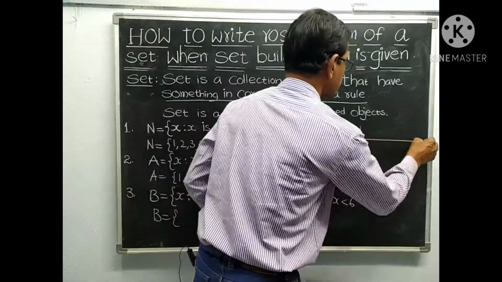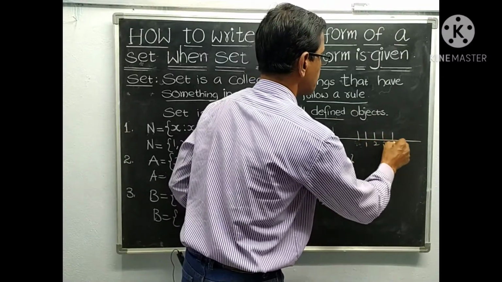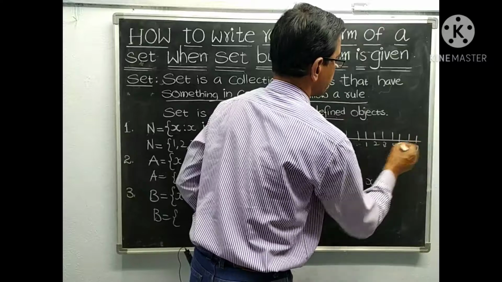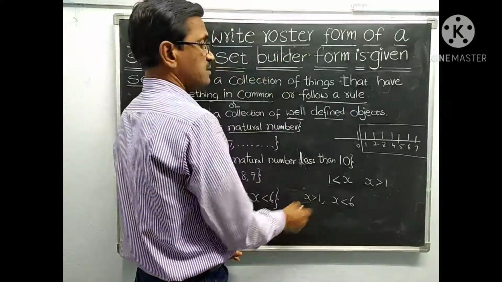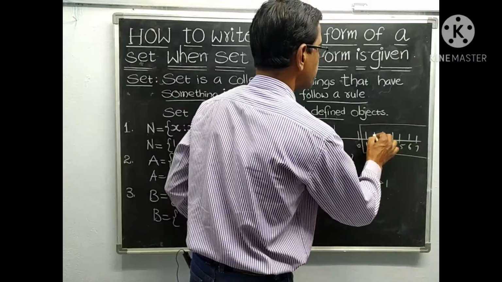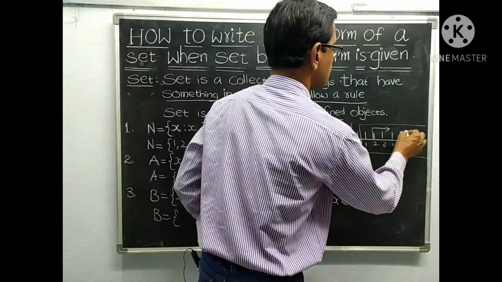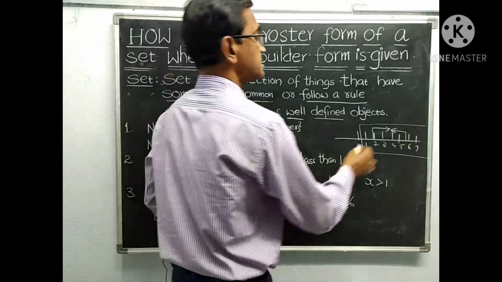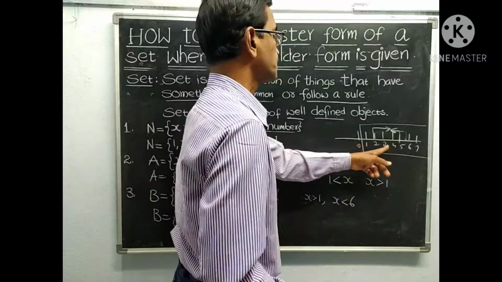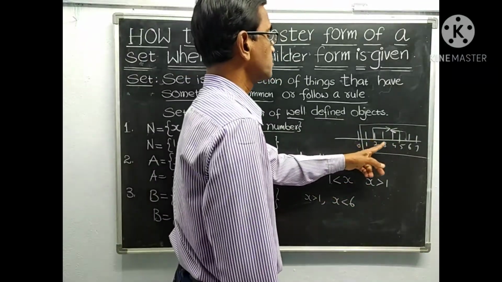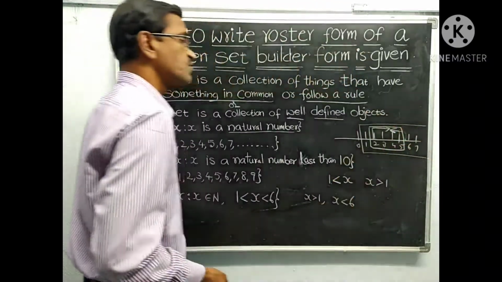We know the number line, you know the natural numbers. Here 1, 2, 3, 4, 5, 6, 7. These are natural numbers. More than 1 means starting from here, and less than 6 means 5, 4, 3, 2. More than 1 means 2, 3, 4, 5. So x takes only these values: 2, 3, 4, 5.